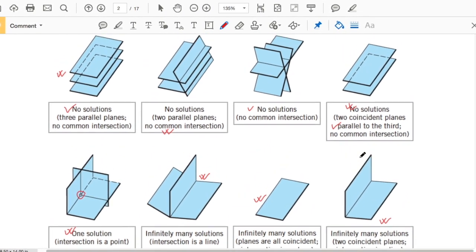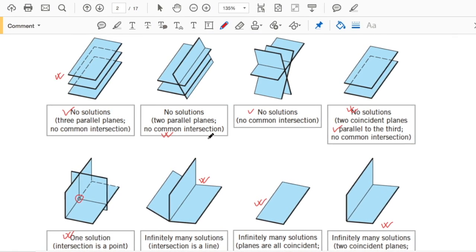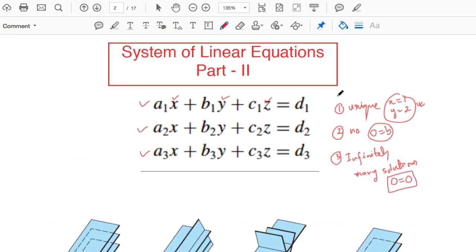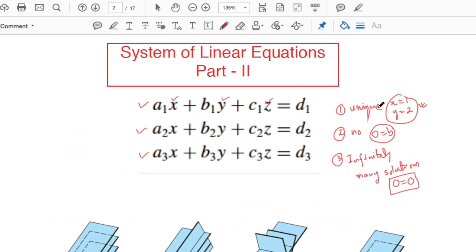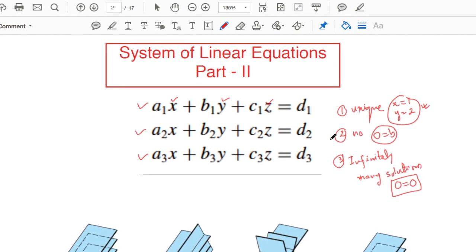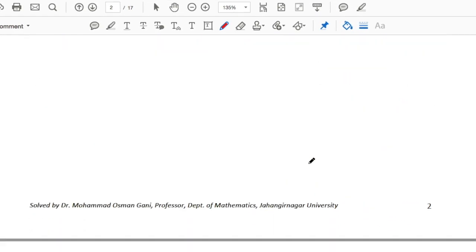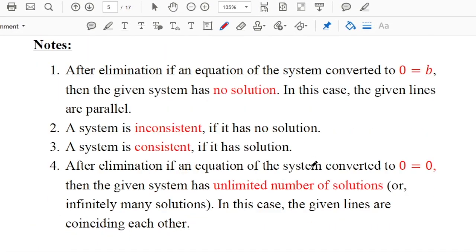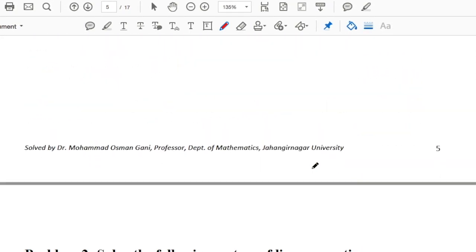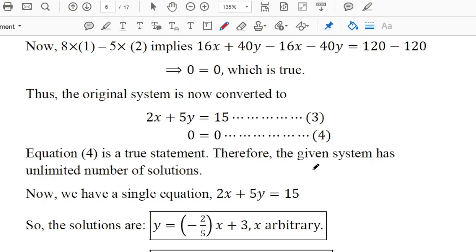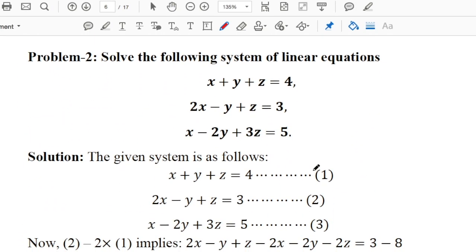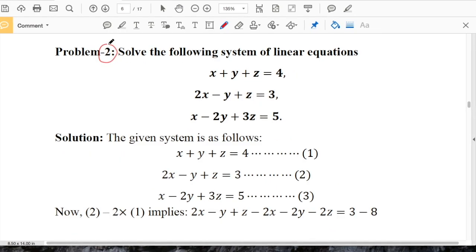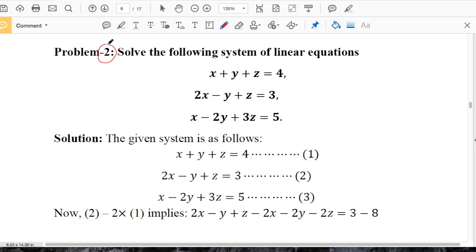So you see, when you are solving a system of three linear equations in three variables, the possibilities are the same. Either you will get a unique solution of the system, or no solution, or infinitely many solutions. Now in this lecture, I am going to solve three systems of linear equations in three variables. One will be related to the unique solution, another to the no solution case, and the third to the infinitely many solutions case.